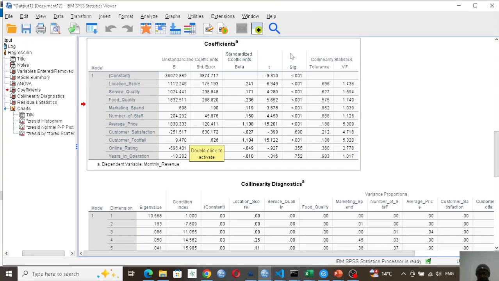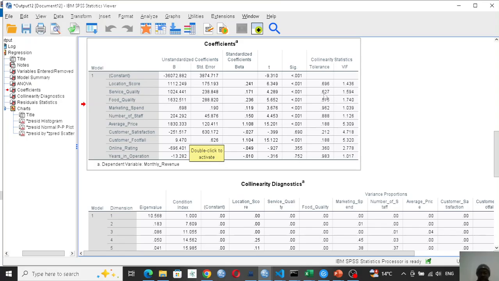Then the next important column is the significance column. You check those that are less than 0.05. You see SPSS itself has detected it: those that are significant, it has marked with less than. So we can see from here that customer satisfaction is not significant because the significance value is greater than 0.05, as well as online rating and years in operation. So these ones don't have a significant influence.